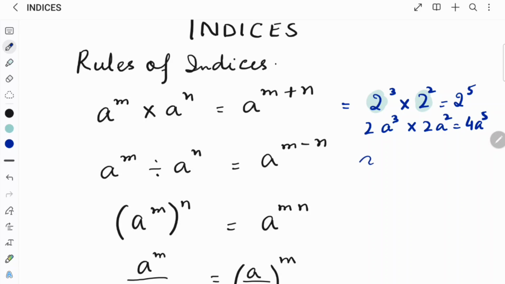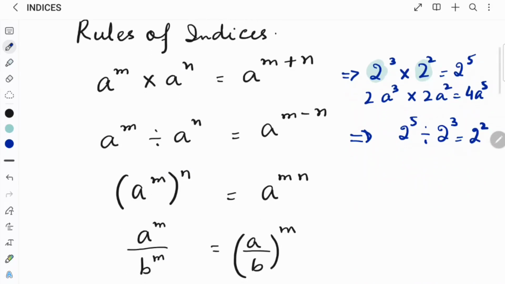Now the next one is, for example, you have 2 to the power 5 divided by 2 cube. The answer will be 5 minus 3, and then you can write down 2 to the power 2, 2 square. In the same thing, when any coefficient is over there, you will divide them, like 15a power 5 divided by 3a cube, then you write down 15 divided by 3 is 5, so 5a square. You divide the coefficients and subtract the powers of the base.